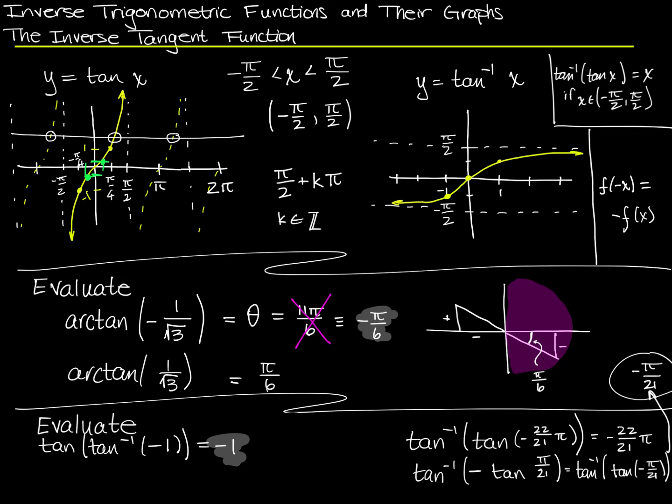All right, now in the next video, we're going to talk more about inverse trigonometric functions, but we're going to put them all together. All that's left is cotangent, secant, and cosecant. So we'll put those all together in one last video for this section.